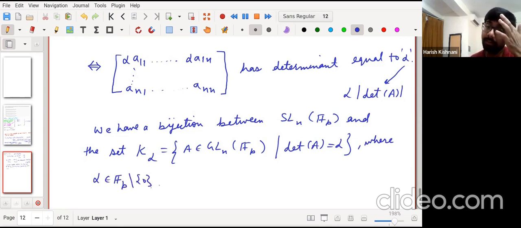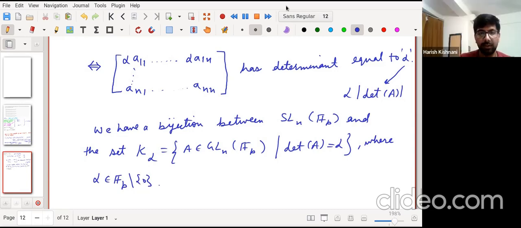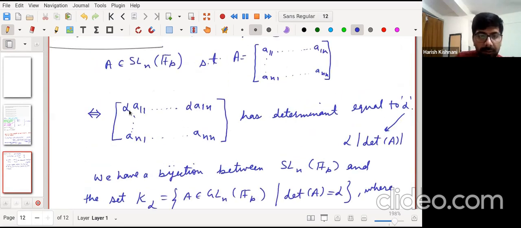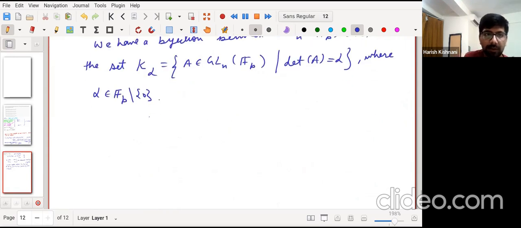Do you agree, Shalini? Yes, sir. What is the bijection? We just map a matrix A to a matrix of this form, such that the first row is alpha times the first row of A and all other rows are fixed. So if A has determinant 1, then this matrix will have determinant alpha. It's a bijection because from here to here you can define the inverse map to be multiplication by alpha inverse in the first row, since alpha is non-zero.